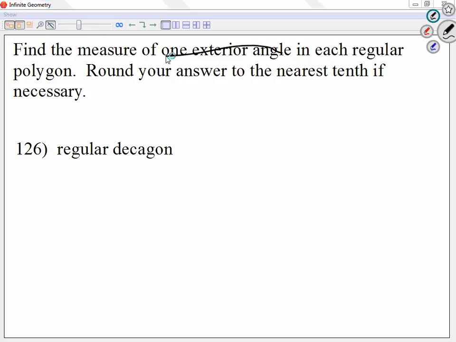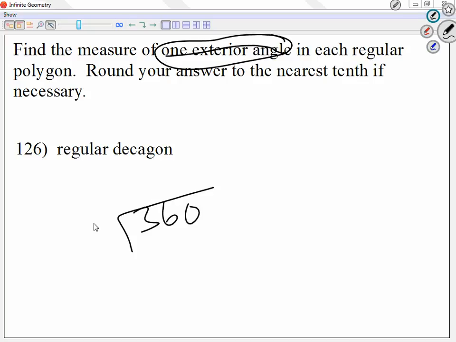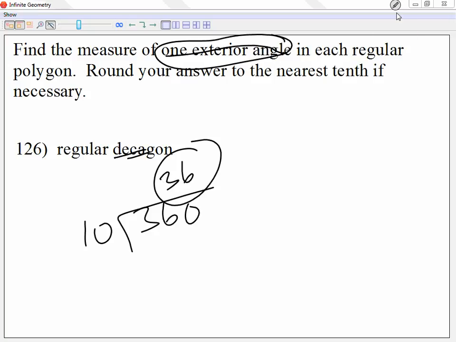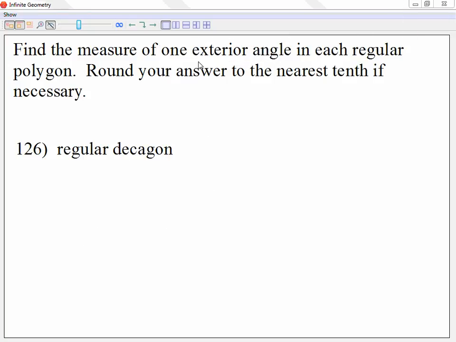Once again, we're still dealing with one exterior angle, so I'm gonna go 360 divided by 10. Right? Decagon is 10. If it helps you, deca sounds like decade, 10 years. So decagon is 10. I think we can agree this is 36. When I ask you guys for one angle, that's when we divide. All right, any other questions?